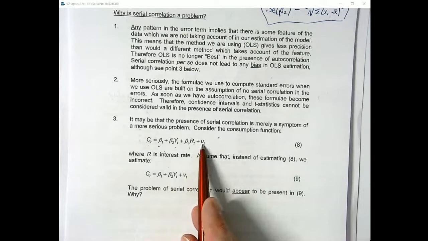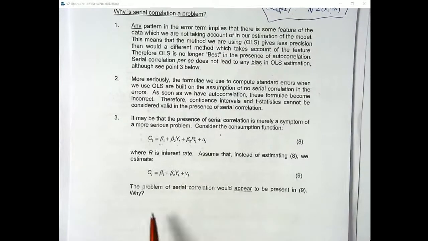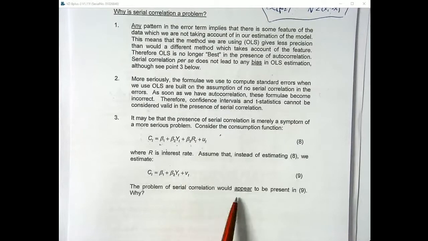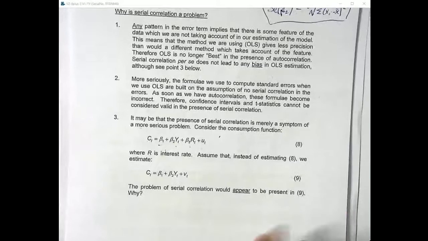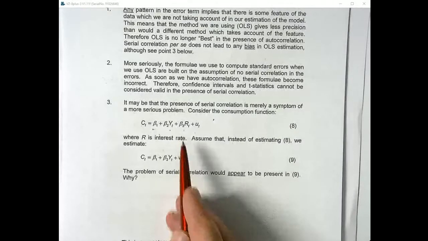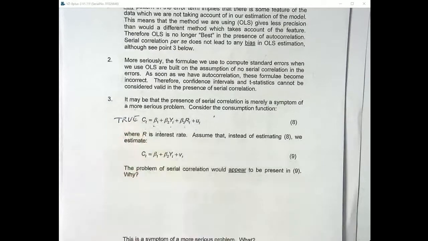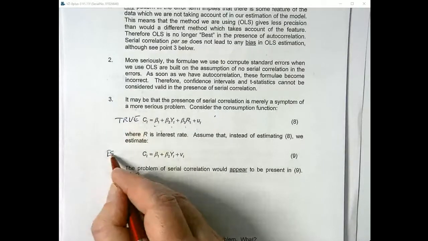And obviously U is not the same as V, and that's why we need a different name for the error term in 9. The problem of serial correlation would appear to be present in 9. Why? Okay, the question here is this. This is the true model. This is the model that we estimate.